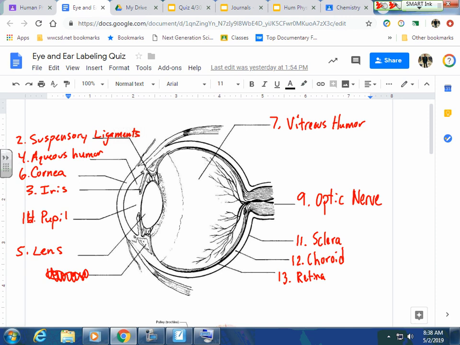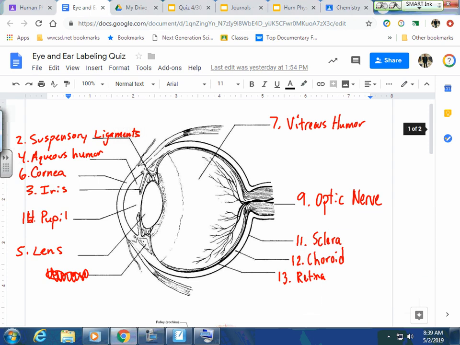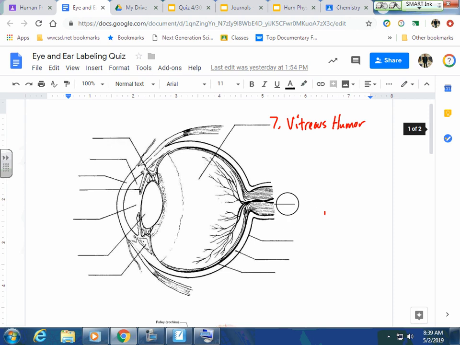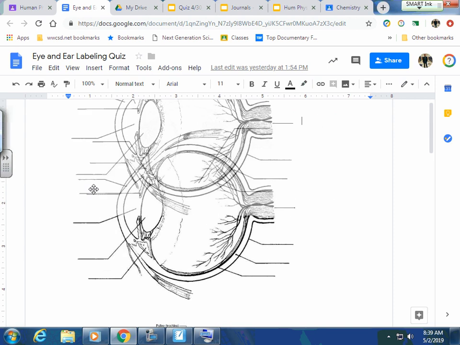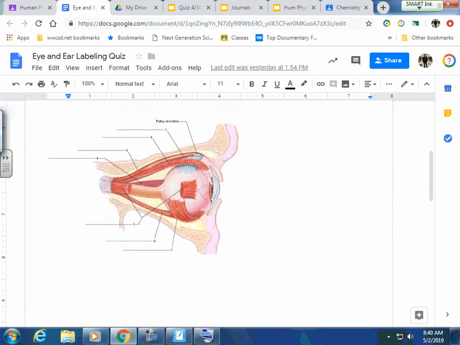One more thing on 9-5 is the extrinsic eye muscles. If you want to take a picture of that, take a picture real quick because I'm going to erase it. The extrinsic eye muscles are really pretty easy. You just got to remember your medical terms.